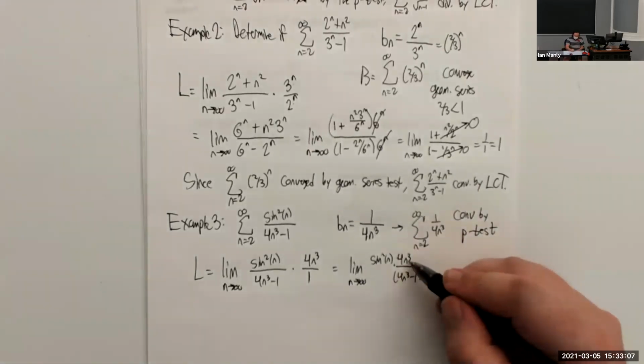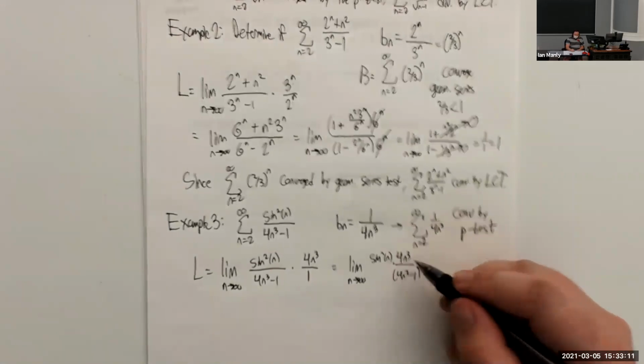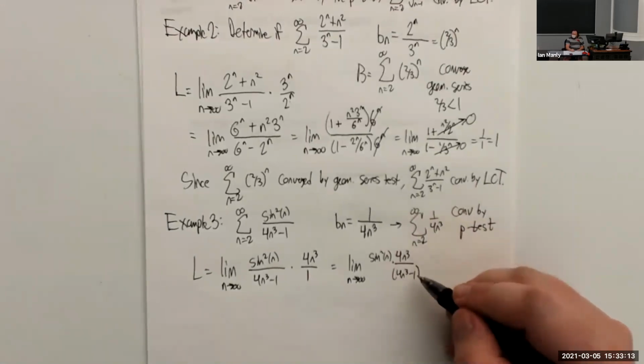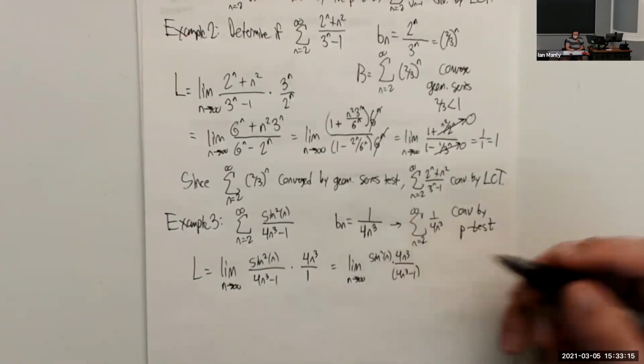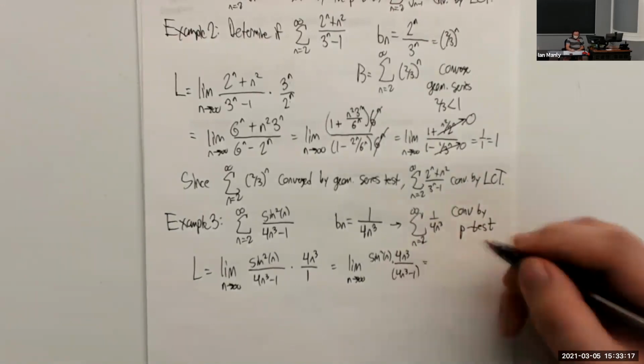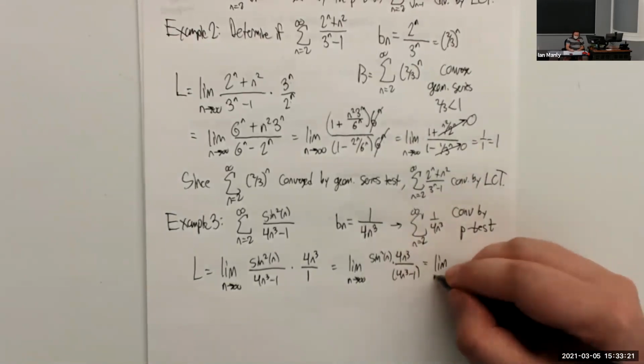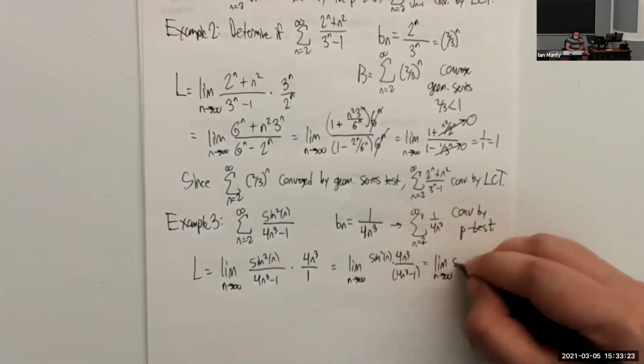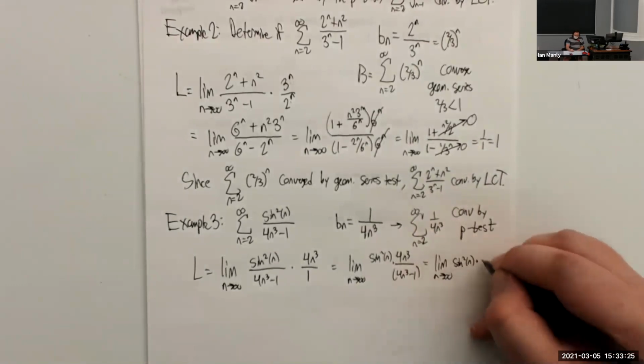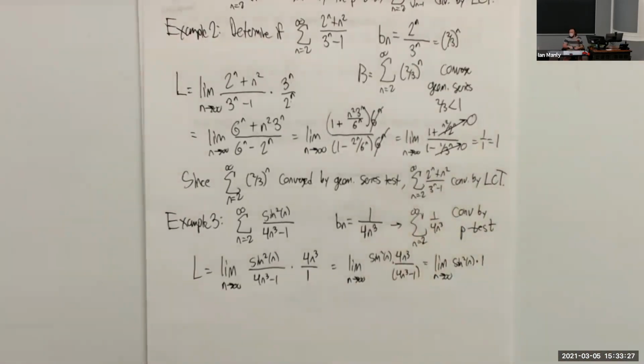All right, so let me ask you guys this. What's this limit going to be here? 4n cubed over 4n cubed minus 1. It's going to be 1, right? Because we have a polynomial over another polynomial, same degree, same leading coefficient. So whatever this limit is, it's the same as the limit as n goes to infinity of sine squared of n times 1, or just sine squared of n.